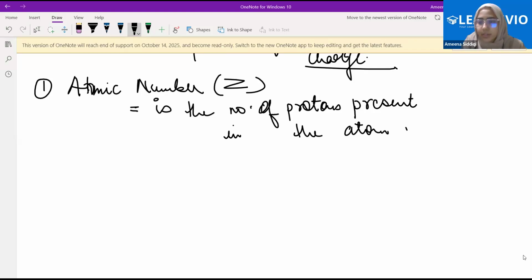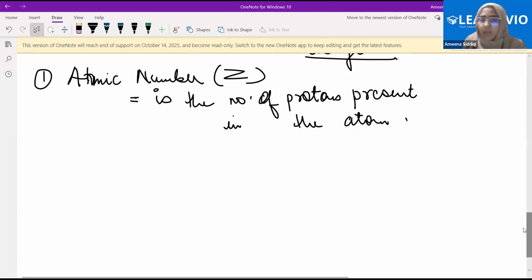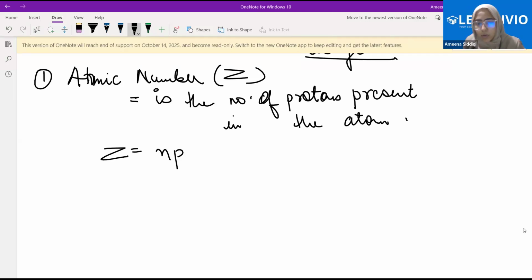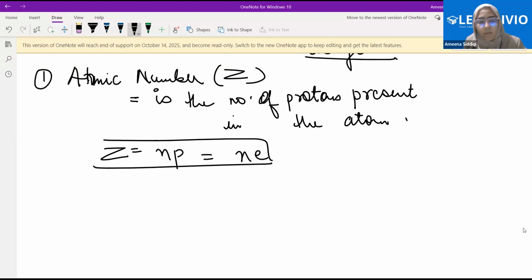Now see the next point. If atomic number is the number of protons present in the atom, can I say the number of Z is equal to the number of protons, which is further equal to the number of electrons in the atom? Why? Because we have just seen that the atom, which is overall neutral, will have equal number of protons and electrons, yes or no? Yes, ma'am.